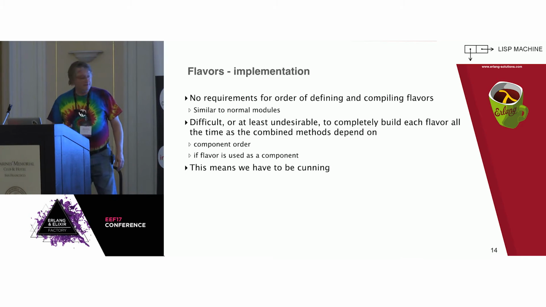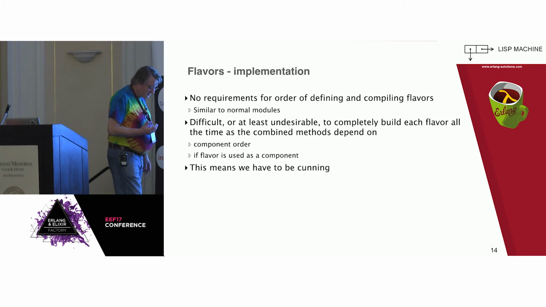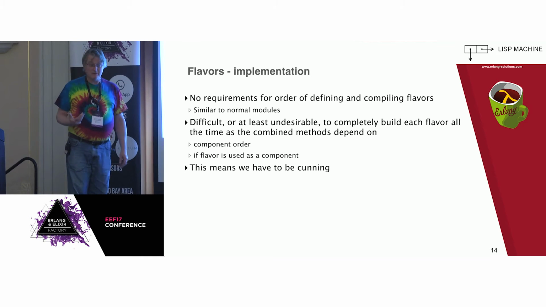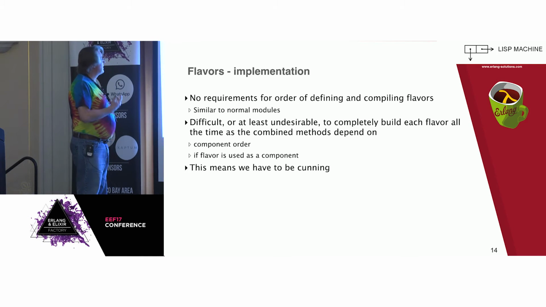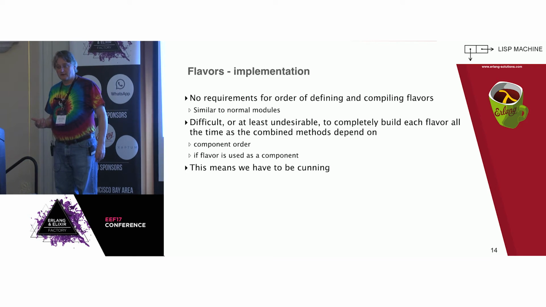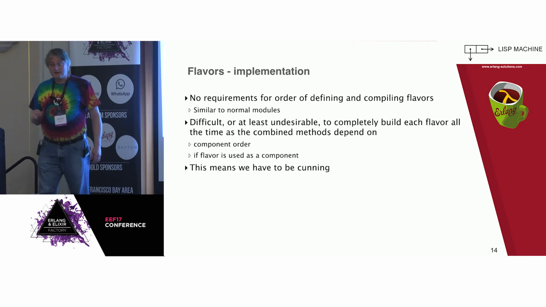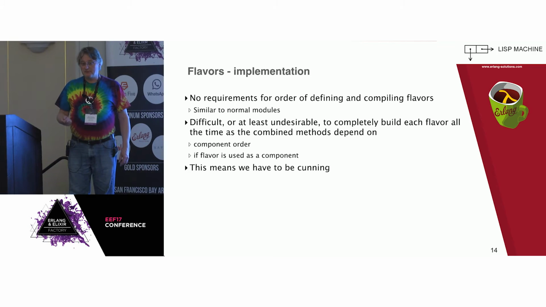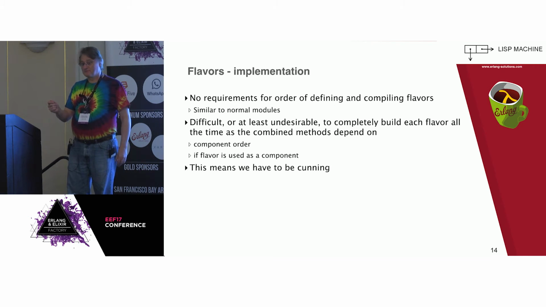Now we get on to the interesting bit, the implementation. There were a couple of things that they had here as requirements, which I think fit very well. For example, there was no requirement for the order of defining and compiling flavors. So if we go back and look at my snail and my moving object, just because snail used moving object as a component, there was no requirement that moving object should be compiled before snail.